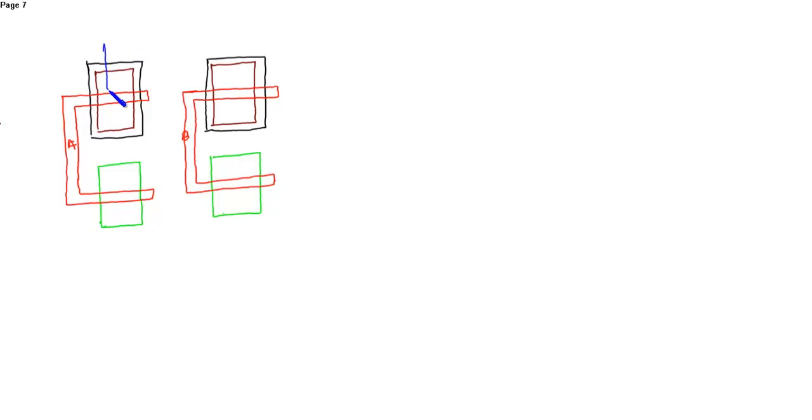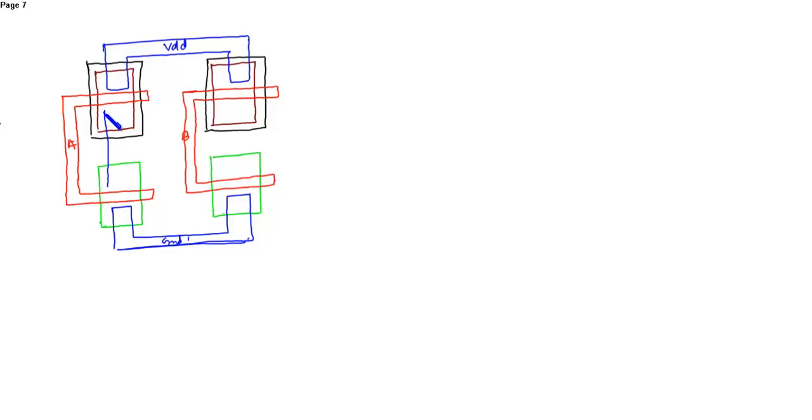So the sources, this is connected to VDD and these are connected to ground. Then these drains form the output. This is A bar and this is B bar.